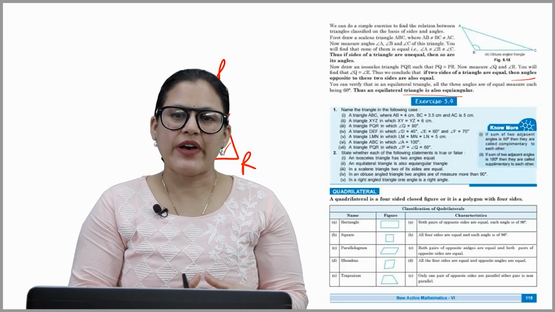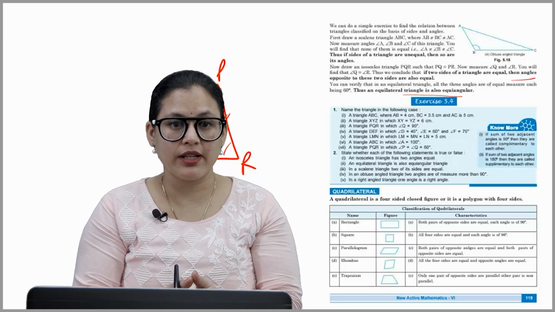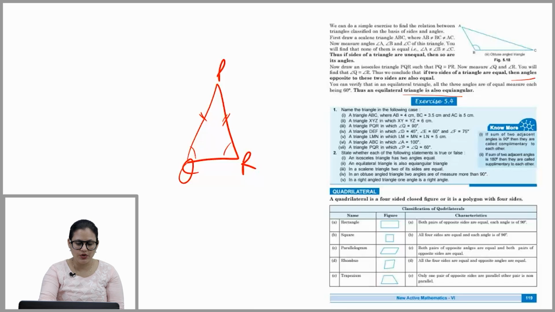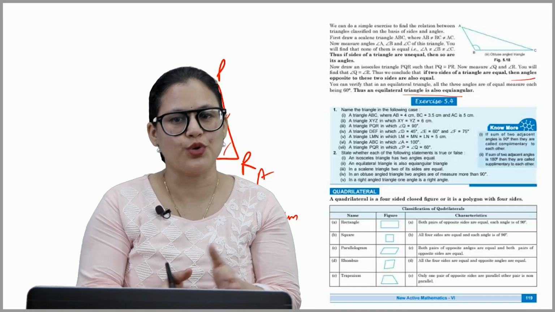Okay, exercise 5.4. Number 1, name the triangle in the following case. You have to draw a triangle ABC, where AB should be 4 centimeter, BC is 3.5 centimeter, and AC is 5 centimeter. So with the help of a ruler you will draw this, right?